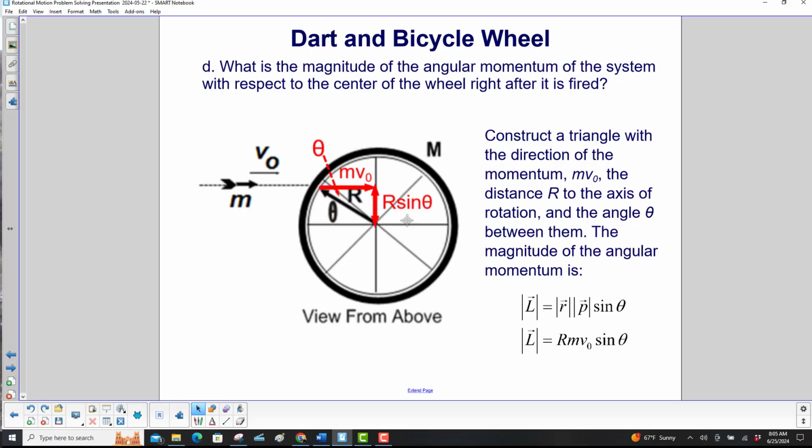Find the angular momentum. Construct a triangle with the direction of the momentum mv0 over here, the distance r to the axis of rotation, and the angle theta between them. The magnitude of the angular momentum would be r p sine theta, and our r is the capital R. Here's the linear momentum that we found earlier, and the sine of the angle between mv0 and r.